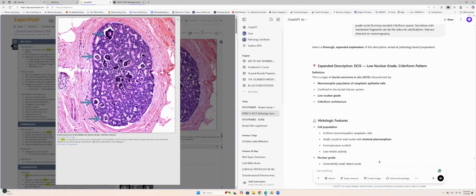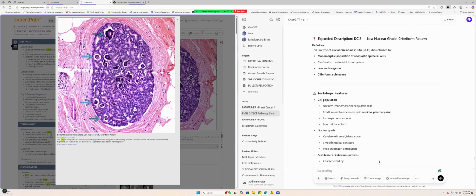Low grade. Why? Just minimal pleomorphism and mild atypia, no prominent nucleoli, no comedo necrosis. These cells are monomorphic. They are confined to the ductal lobular system. They are created from architecture. They have small to round oval nuclei with minimal pleomorphism, inconspicuous nucleoli, no mitotic activity.